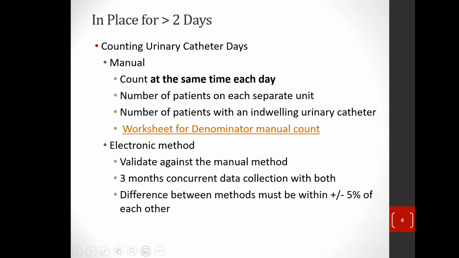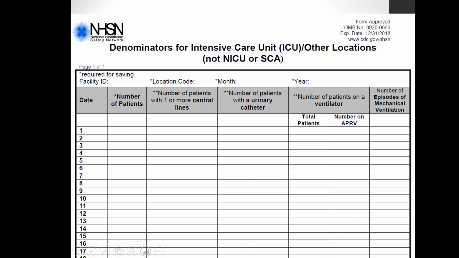I've heard some places lately are getting a new electronic medical record. You need to then validate those if you change electronic medical records too. So this is simply a picture of the worksheet that's available for you on the NHSN website that you can use in order to count urinary catheter days. And remember, it has to be by each separate location.